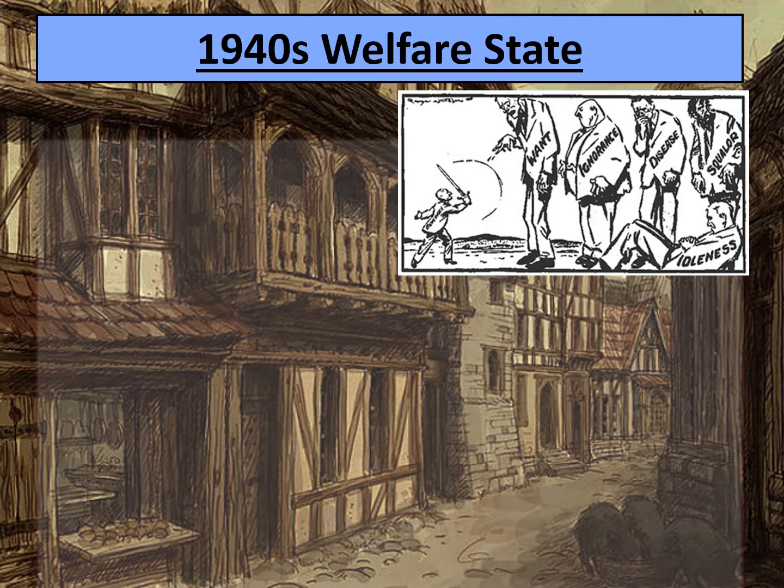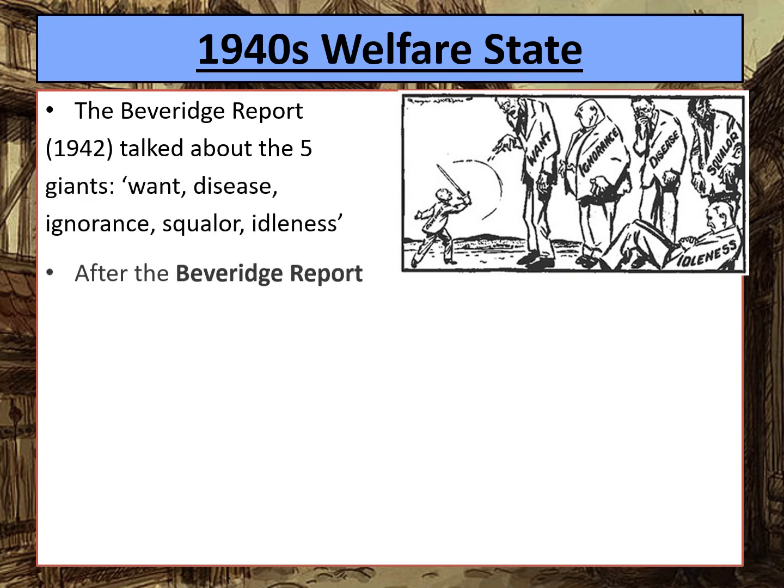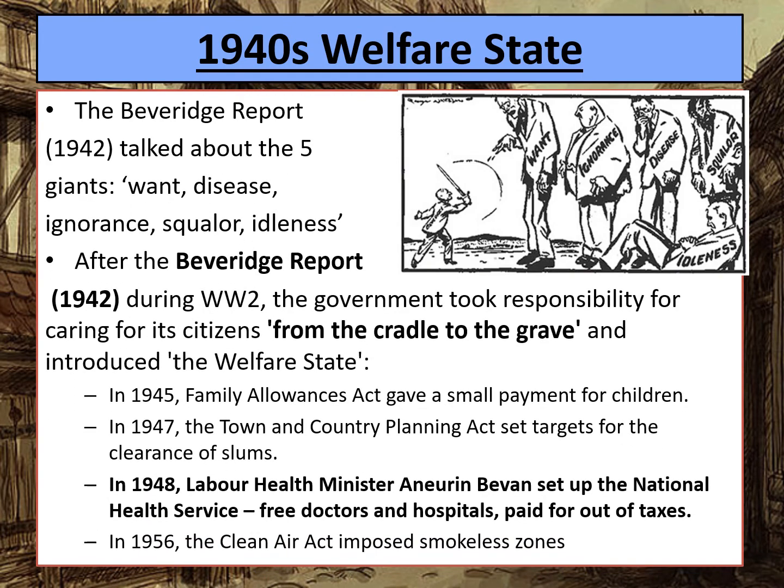So as you know, the Liberal Party introduced lots of reforms between 1906 and 1914, but these were then built on in the 1940s by the Labour government who was in power then, and they created something called the welfare state. Now, one of the reasons that they acted on this and ended up introducing all of these changes was because of something that was published in 1942, and that is the Beveridge Report.